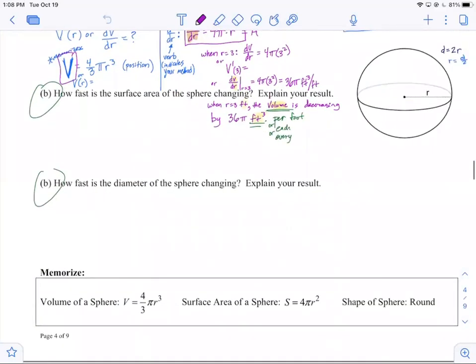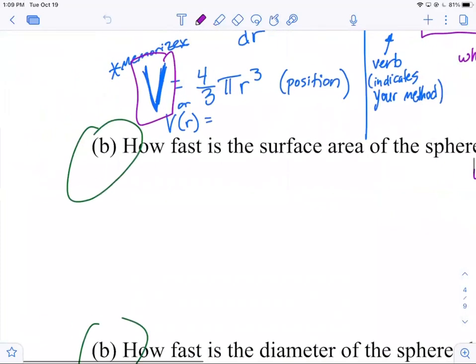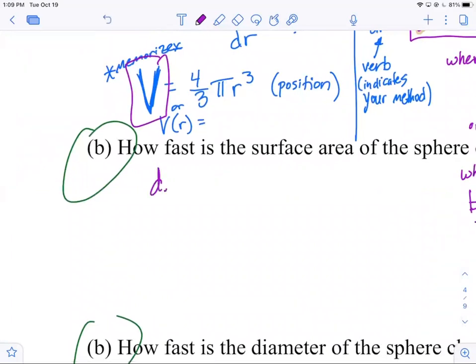So now that we kind of have the situation laid out, we can answer things a little bit more quickly. So in that same scenario, part B, how fast is the surface area changing? So we want to give ourselves a target. On this one, we're looking for dA/dr, the rate of change of area with respect to the radius. All right. So we need to find an equation that relates the surface area to the radius.